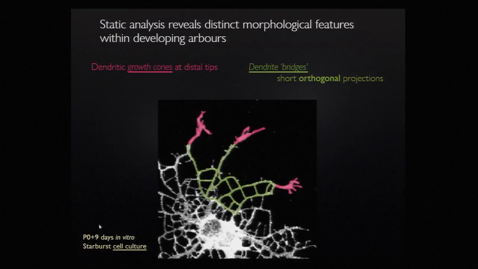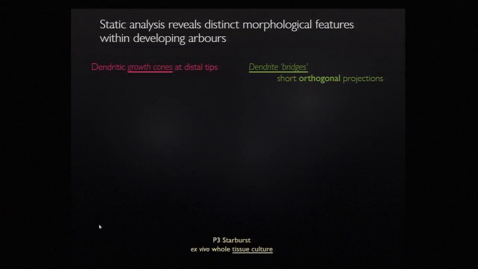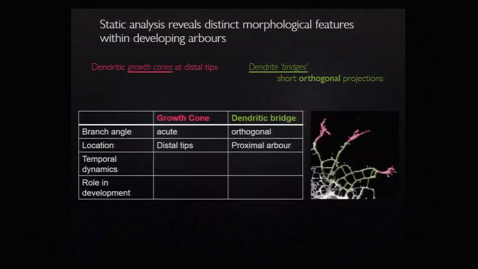But moreover, there are these dendrite bridges. So outlined in green, you can see what I'm defining as a short orthogonal projection, which is a dendritic bridge. And this is the point of self-contact. And it forms this really ladder-like or web-like structure. So this is in vitro. Then I looked in vivo to see, do these morphologies come out in vivo? So again, this is in that very dense neural tissue. And you can see outlined in green and pink the growth cones at the distal tip, as well as the dendritic bridges.